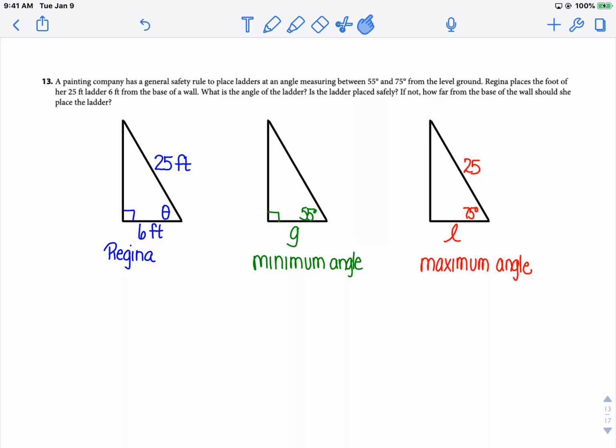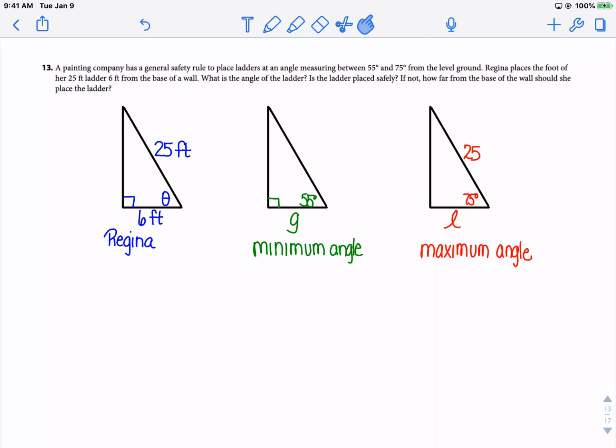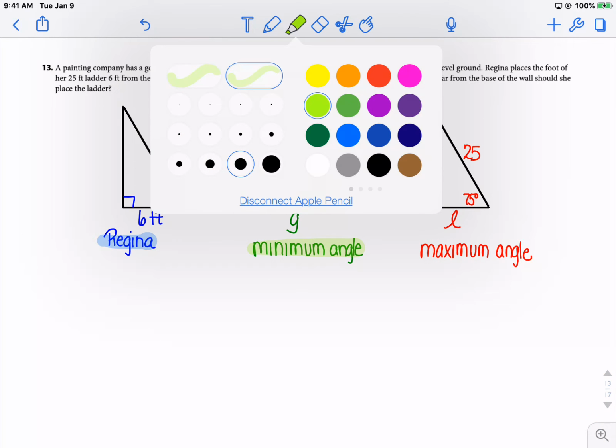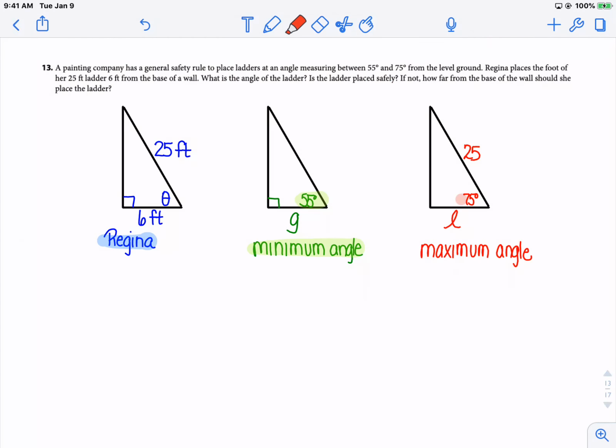The last one, number 13, with the painting company and the safety rule. You do know what Regina did, where she put her ladder. And then you do know what they suggested or what they require as their minimum and maximum angles that the ladder needs to make with the ground. A minimum angle of 55, and they'd like maximum angles of 75. So you're making a comparison of 3 different things. This is all right triangle trig. You could use law of sines or cosines if you can apply them, but you really don't need to. This is basic right triangle trig since the ladder is against something that's perpendicular to the ground.